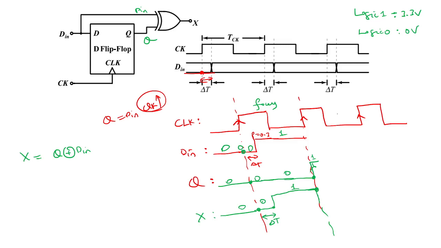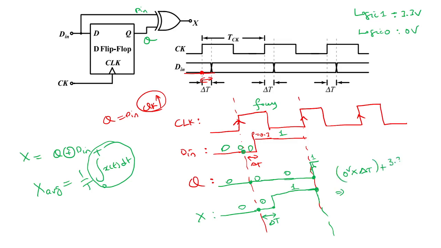So, what is the average of x? We know the average value: x average is integral 1 over T, 0 to T, x of t dt. You find the entire area divided by the time. So here, 0 into delta t, this is 0 volt, plus 3.3 volt into the remaining time. This is the total time period between one clock and another clock, so this is T minus delta t.